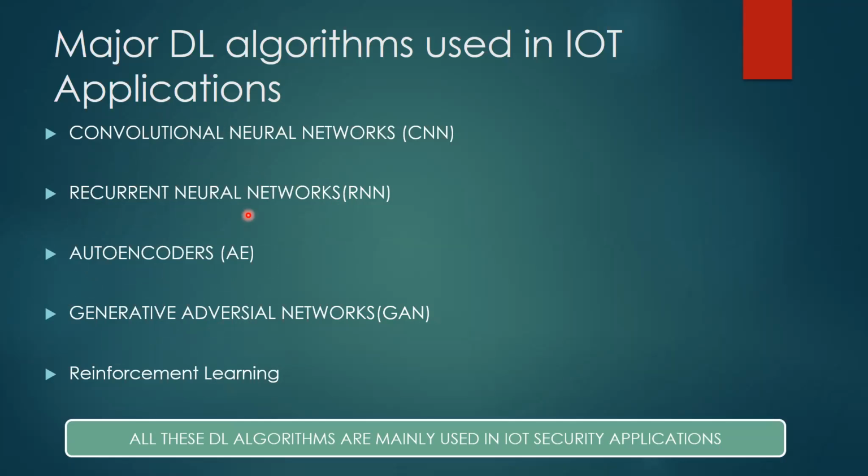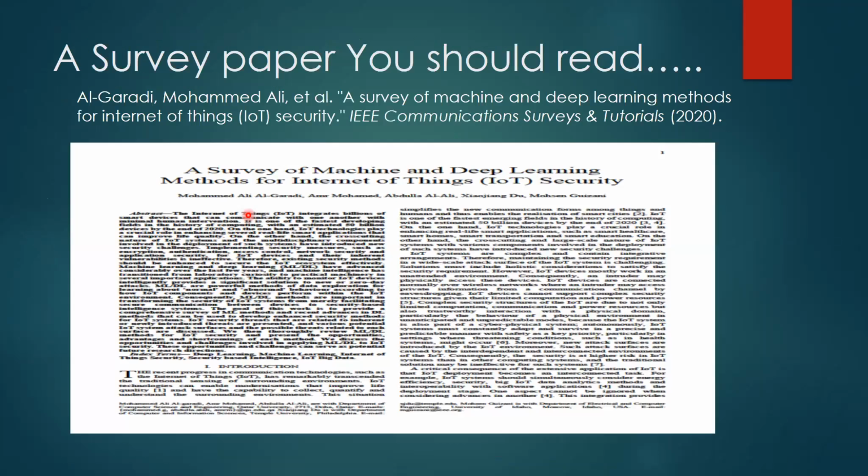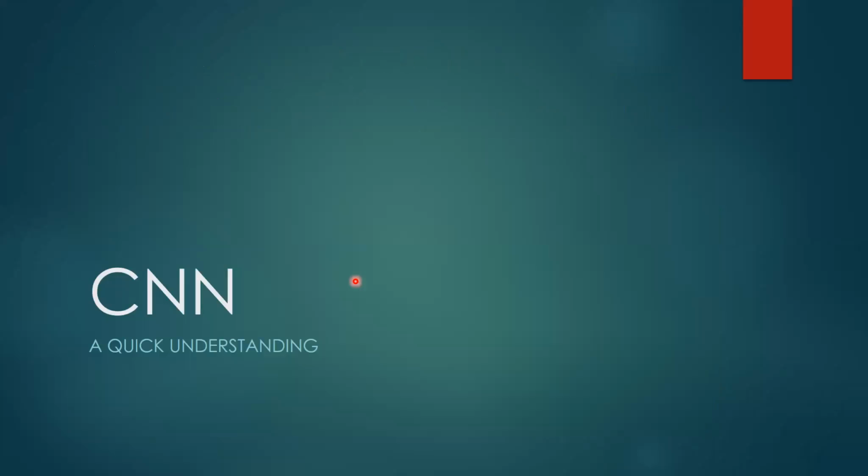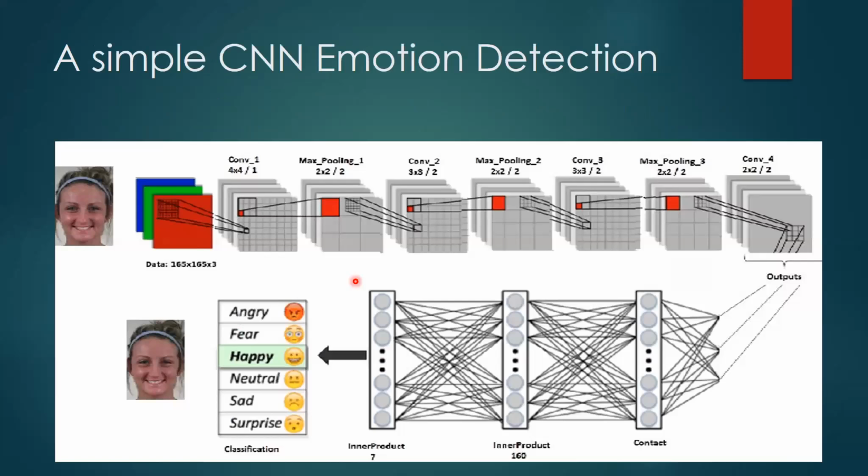Now, I will also share this. This is an important paper, which gives the ins and outs of all the IoT security related topics. If you're really interested in deep learning, take time and go through this particular paper, not just for the sake of going through it, and you will get a clear understanding of all the deep learning algorithms which are used. That's all I could say. So a quick understanding about CNN, then I will go to the demo.